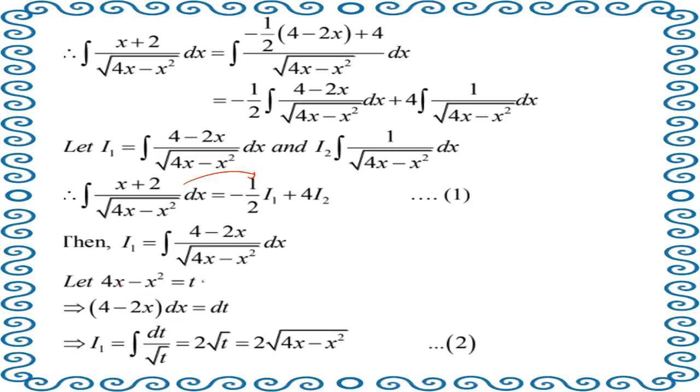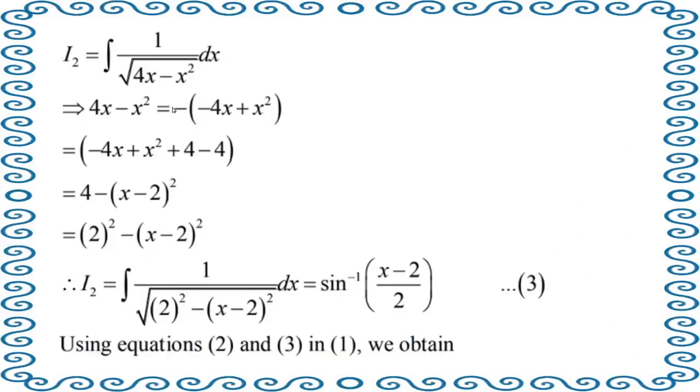Now let's solve I1 and I2 separately, and then we will put both the values here in this equation. 4x minus x square: the first integral, integral 1, will always be solved this way, because here only we have assumed that way, that the derivative of the denominator you will always find in the numerator. So 4x minus x square equal to t. So (4 minus 2x) dx equal to dt. I1 is equal to dt upon root t, which is 2 root t, and put the value. This is the value of I1. Now let's come to I2.